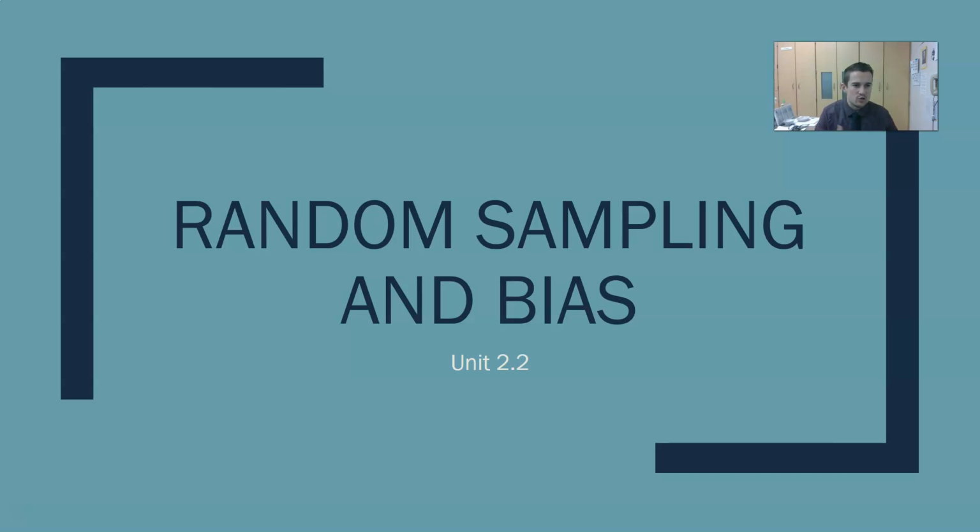As you go into a situation where you perform an experiment, or you do a survey, and you're collecting data, it's important to recognize random sampling and bias. This is something that statisticians and people working with statistics have to deal with and recognize a lot. So we're going to talk about this.